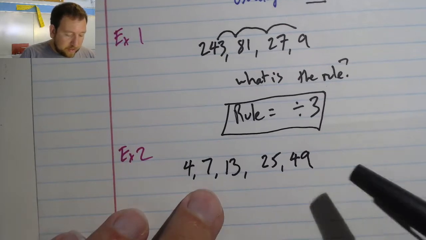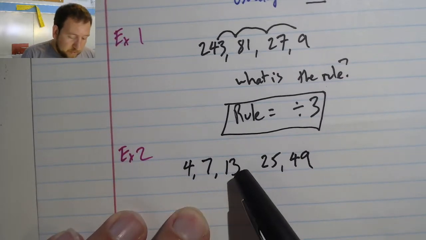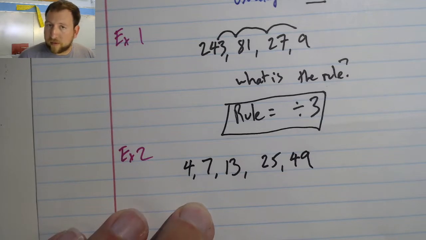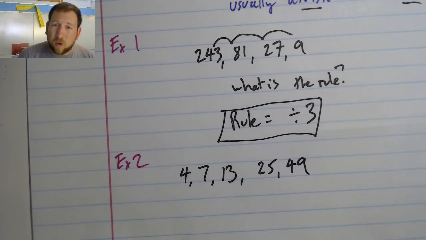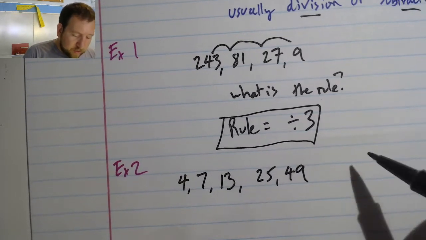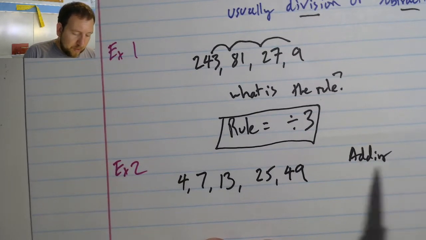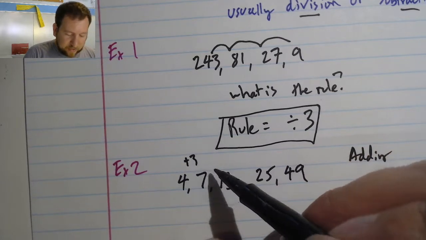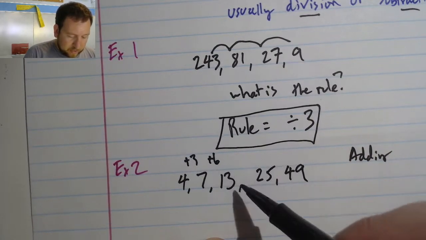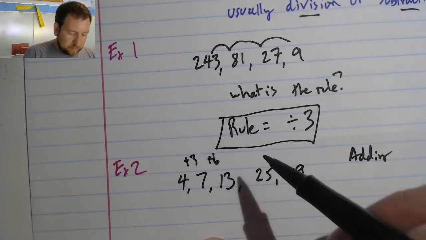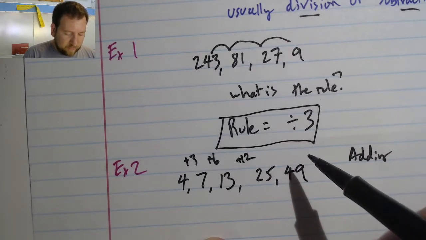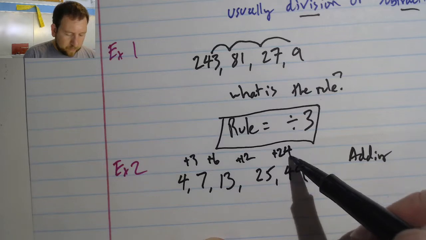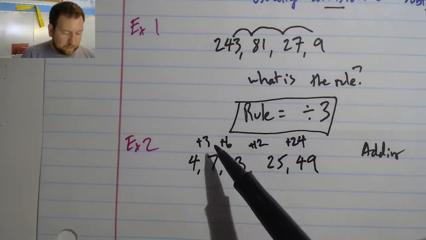Are we going ascending or descending? Well, our numbers are getting larger, so that means I'm likely going to be using multiplication or addition or some kind of combination of those 2 in order to get where I'm going. So let's see. If I were to look at adding, I would add plus 3 to get there. 7 to 13, that's a plus 6. 13 to 25, that's plus 12. 25 to 49, that's plus 24. Interesting. I'm noticing that these pluses are doubling.